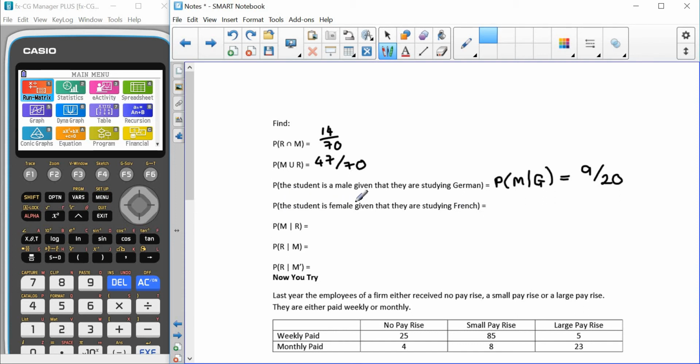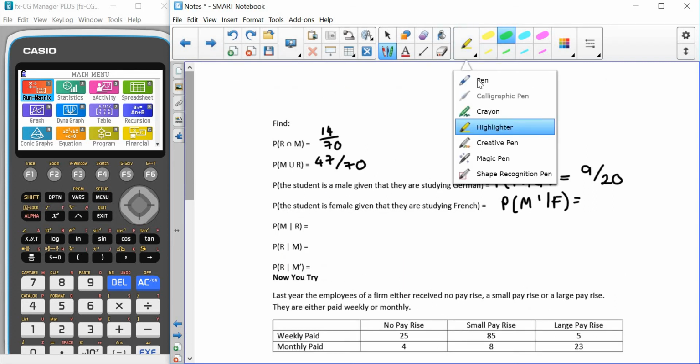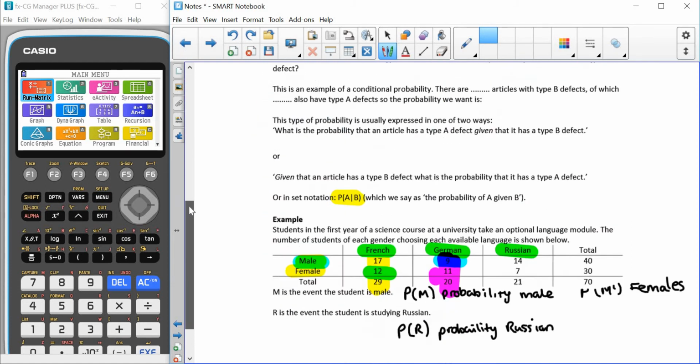For the probability that student is female, given that they are studying French, so that's going to be the probability of not male, given that they are studying French. And again, just as we did last time with the German, this time we're only going to be looking at French. So if we just highlight our French column, remember we're only pretending that these people now exist. We're ignoring the rest of our table. We're just looking at this section here. And we want female, given that they study French. So we're looking at those 12 people there. So that's 12 out of the 29 people that study French. So that's going to be 12 out of 29. Just double checking that number there. Yes, 29.